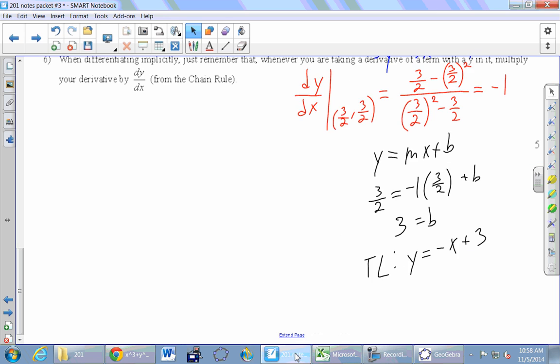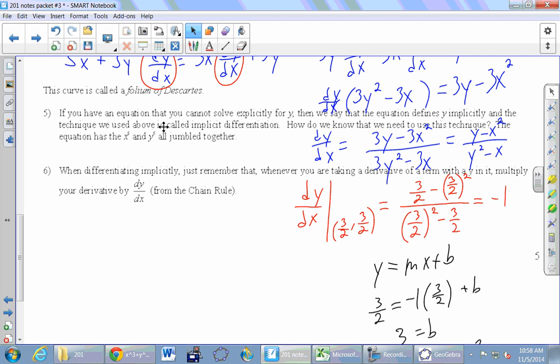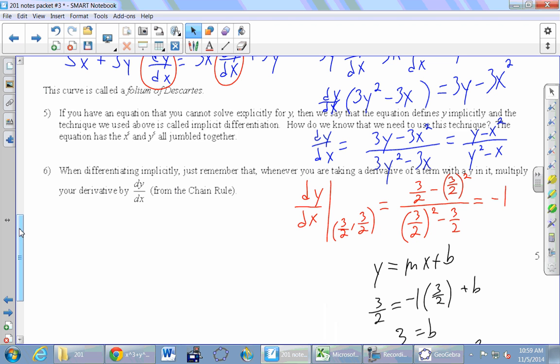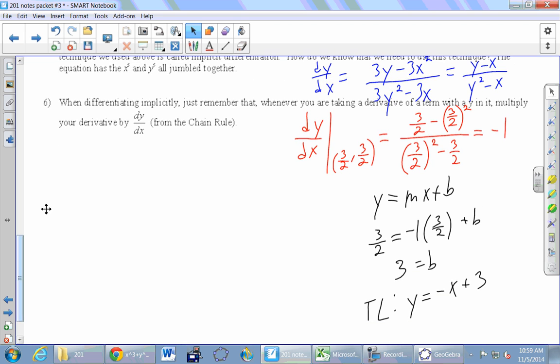All right. Okay, so let's just get readers for 5 and 6, and then we'll move to the activity. We'll go to Levi for 5. If you have an equation, say that the equation defined by, how do we know that we need to use this technique? The equation x is y. Good. Isaac for 6.